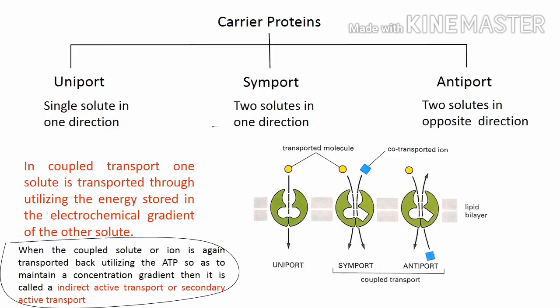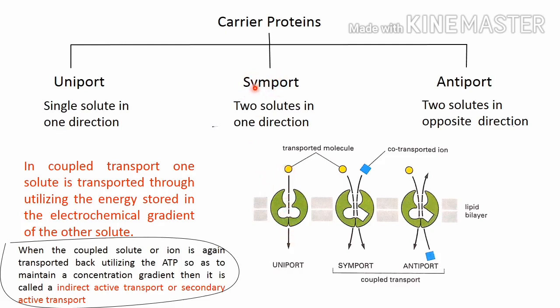So depending on the type and direction of solutes, the carrier proteins are further divided into three categories: uniport, symport, and antiport. Uniport carrier proteins transport a solute in one direction, as represented by this diagram, where this solute is transported singly from its higher concentration to its low concentration area, and no other molecule is transported with it. So this is a uniport.